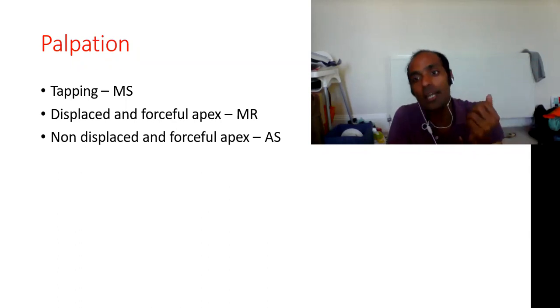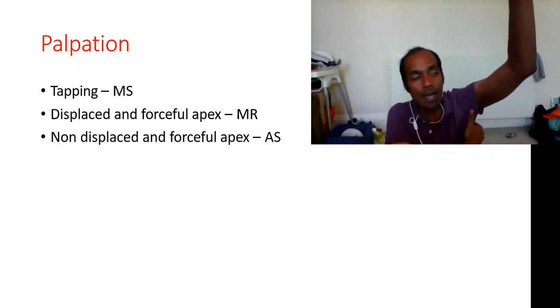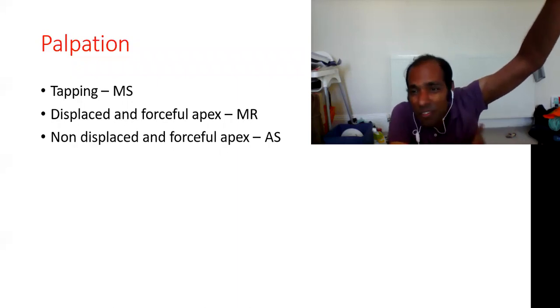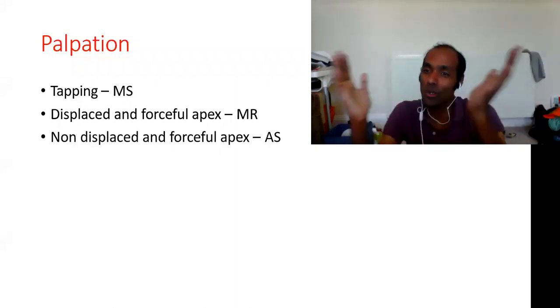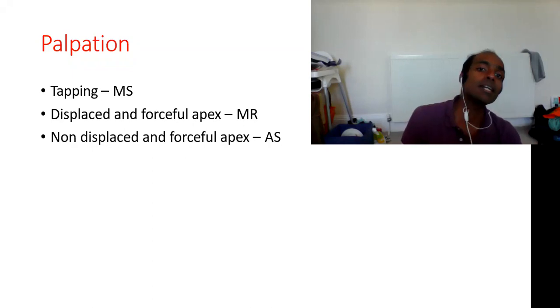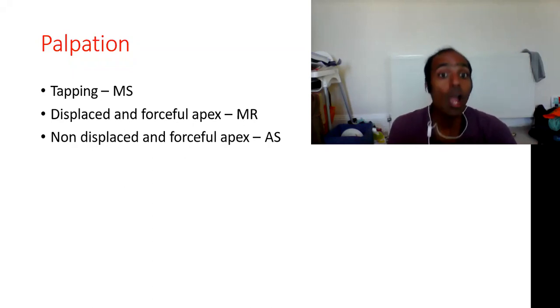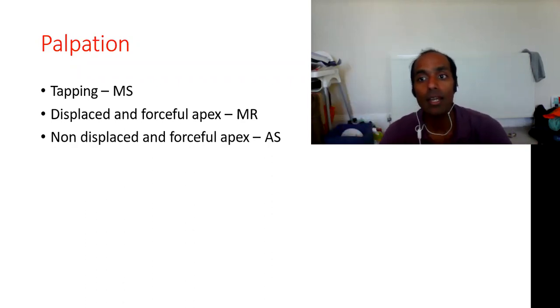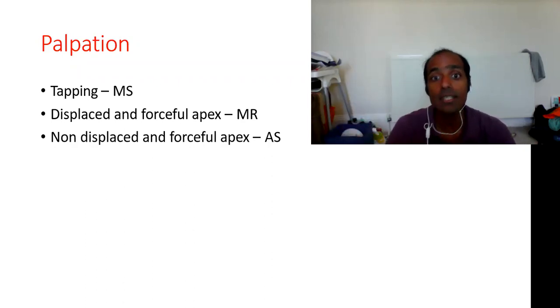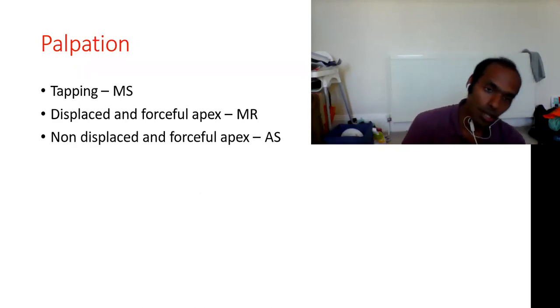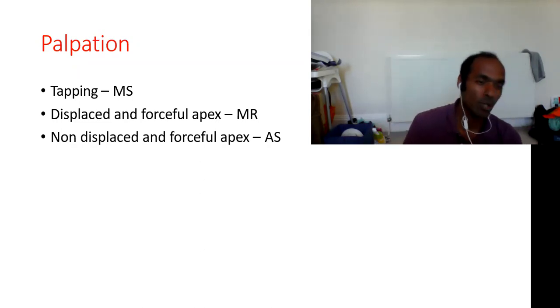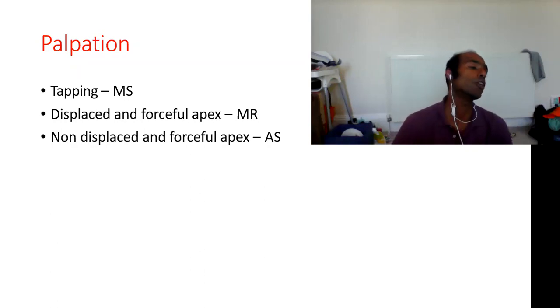So when you feel the apex, if it is so displaced that it is in the axilla, and it is thrusting, you can feel it very forcefully, you know the diagnosis has to be mitral regurgitation. Or it could also be another condition. What is the other condition that can cause this? Aortic regurgitation. So if you have a thrusting apex, it could be either mitral regurgitation or aortic regurgitation, because of the volume overload.